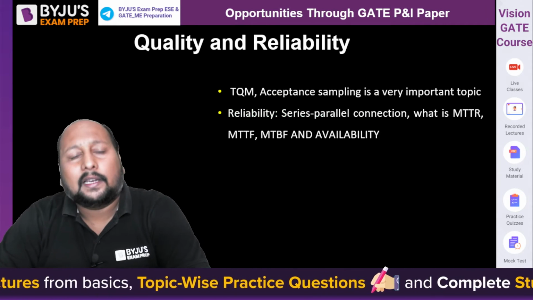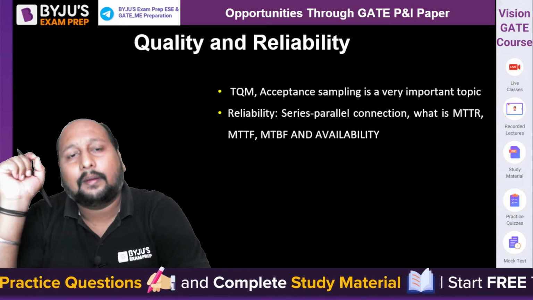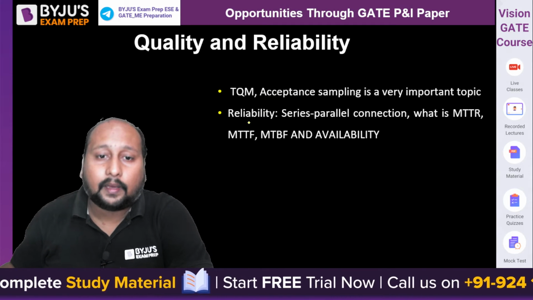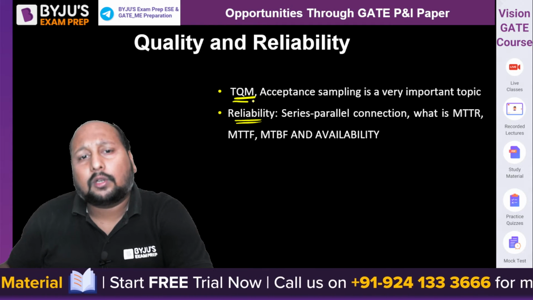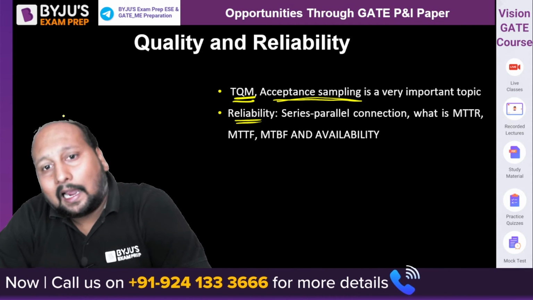If I talk about quality and reliability, definitely you need to cover MTTR, MTTF, MTBF, and availability numericals, series and parallel questions from the reliability topic, and the theoretical questions asked from total quality management. Acceptance sampling is very important from the quality and reliability perspective.